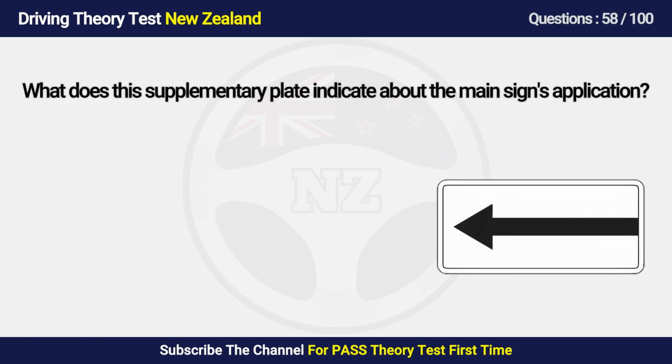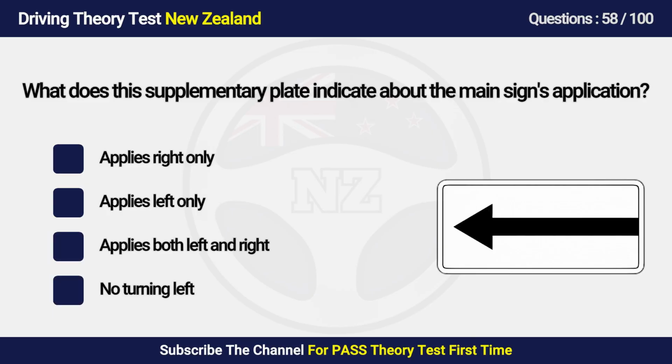Question 58. What does this supplementary plate indicate about the main sign application? A. Applies right only, B. Applies left only, C. Applies both left and right, D. No turning left.